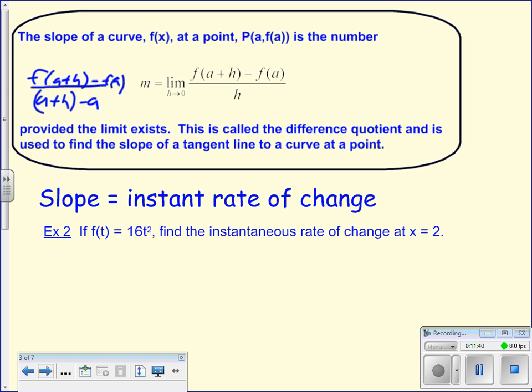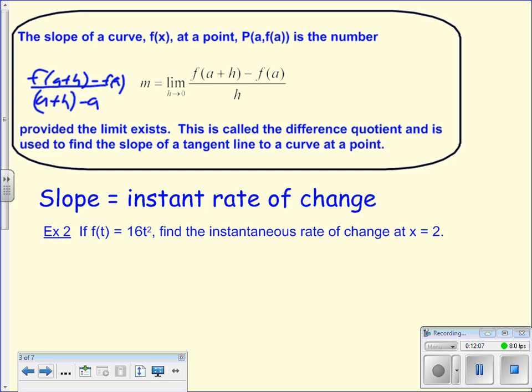As H gets smaller, those 2 points get closer together. So instead of a secant line connecting 2 points, as H goes to 0, I get 1 point. And it says, very key words, provided the limit exists. So you have to be able to do that. There are times when the limits don't exist, and we will actually discuss that a lot more in the next chapter.